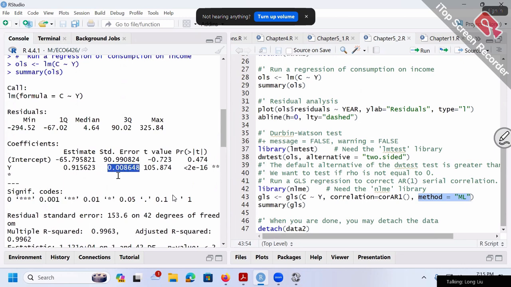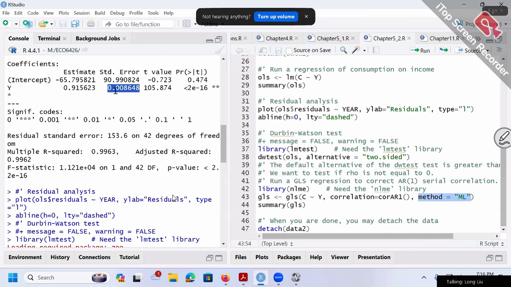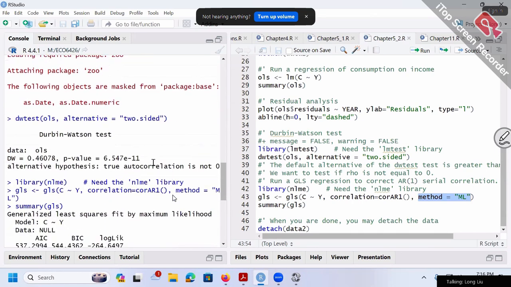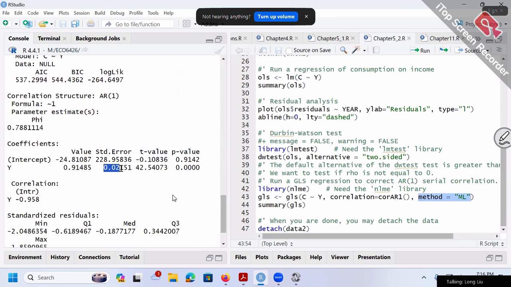OLS standard error is 0.008. This is OLS. Recall from theory, GLS standard error is supposed to be even smaller, right? Let's check out GLS. Again, OLS is 0.008, right? Let's check out GLS. GLS, actually, it's bigger, right? The theory says GLS standard error is supposed to be smaller. But right here, it's counterintuitive in the sense we find out GLS, the variance or standard error, is actually bigger than OLS, right?